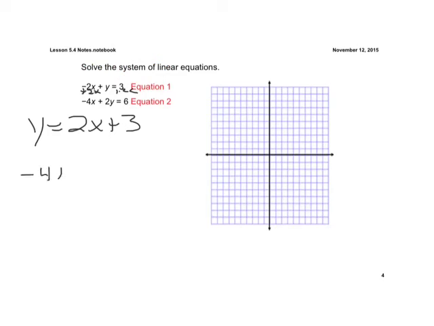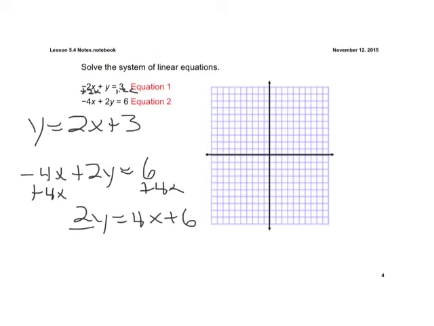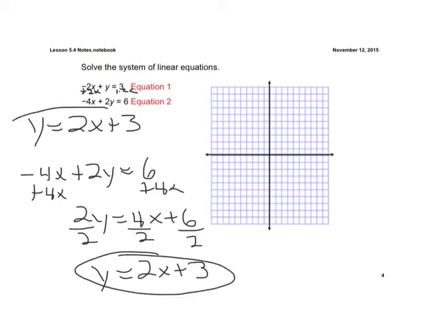Now let's rewrite our second one. I'm going to rewrite it down here. Negative 4x plus 2y equals 6. Okay, if we were to rewrite this, get it in y equals mx plus b, we have to add 4x first. So we're left with 2y equals 4x plus 6. Get y by itself, divide by 2 on everything. So we're left with y equals 2x plus 3. Okay, look at these two lines. This equation and this equation are the exact same.